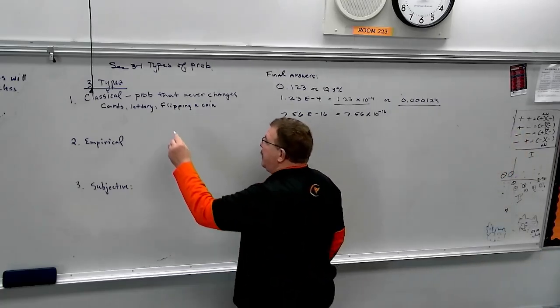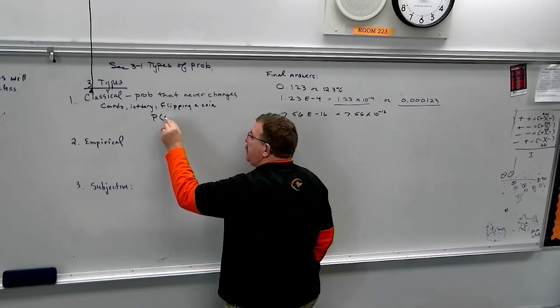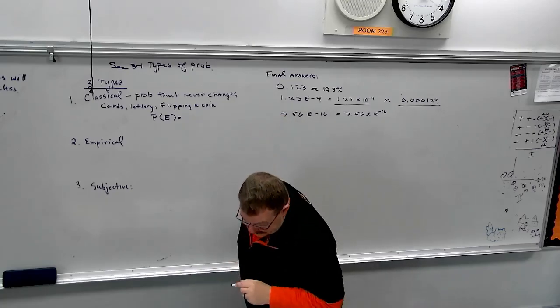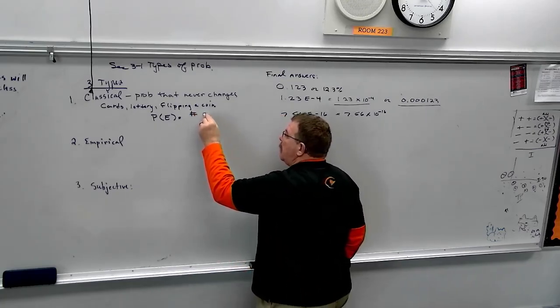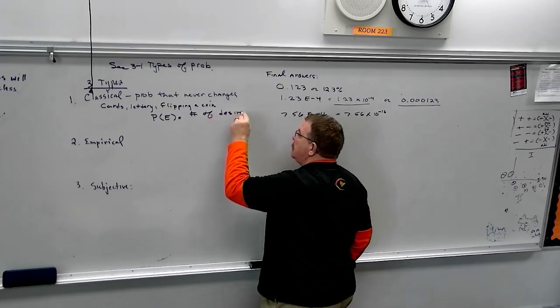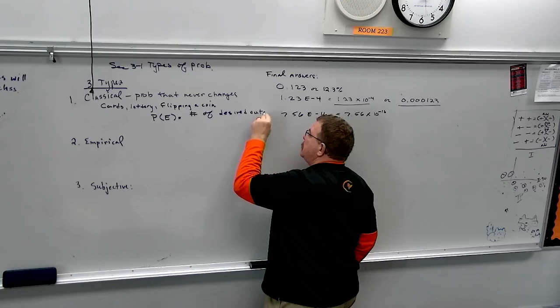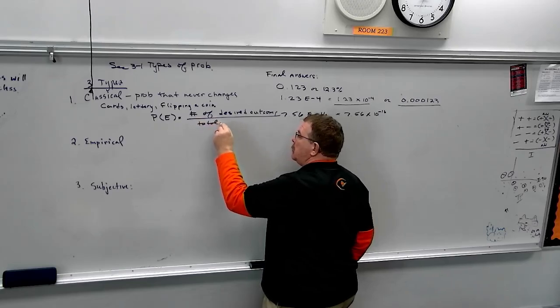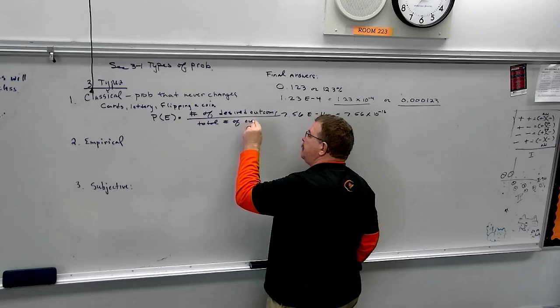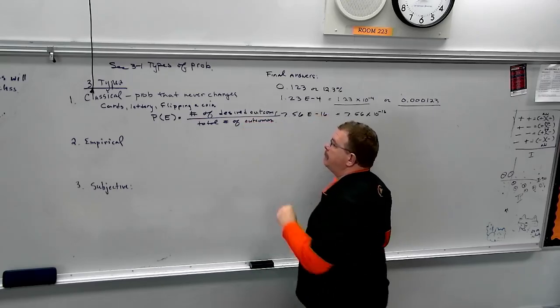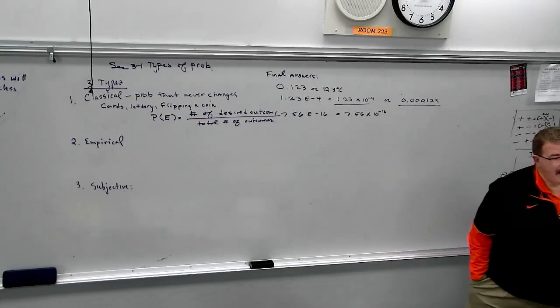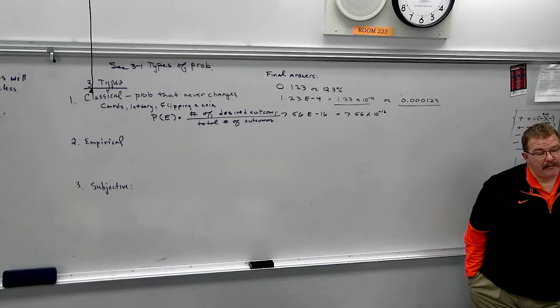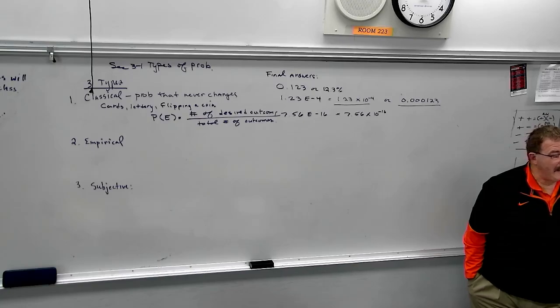Now, here's how you calculate it. The probability of the event is the number of desired outcomes divided by the total number of outcomes. We kind of did this last chapter. Can anybody tell me what part of our test we did this in? Where did you take the number of outcomes divided by the total number of outcomes?